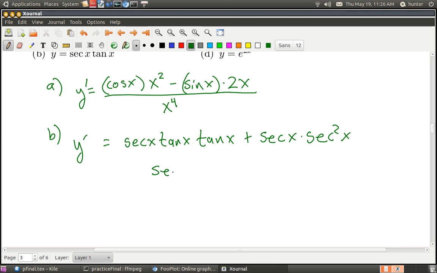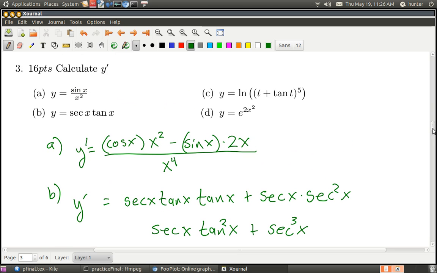So this is secant x times tan squared x plus secant, so get my eraser, secant cubed x. Very good. And what's going on with C?